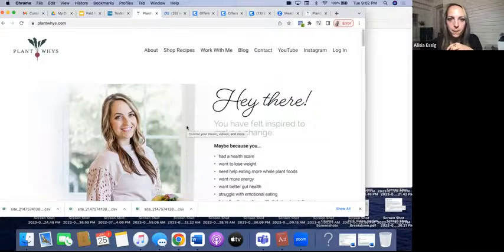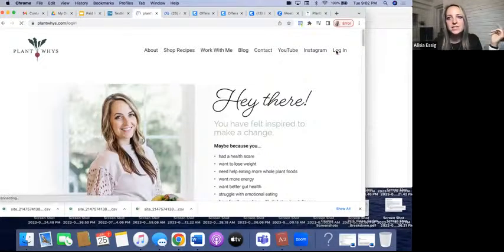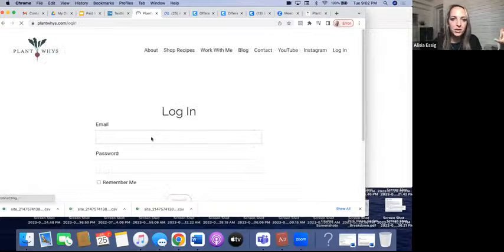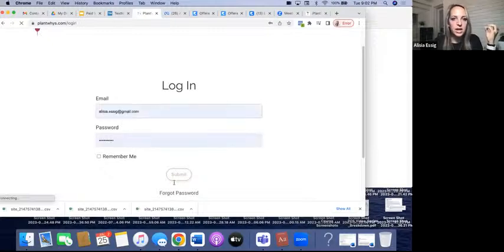Perfect. Okay, so you'll go to login and you'll enter your info. If you don't have your info, you can easily put forgot password, and it will send it to you. So let me just get mine in there. It should automatically pop up. And then you'll see everything you have access to.